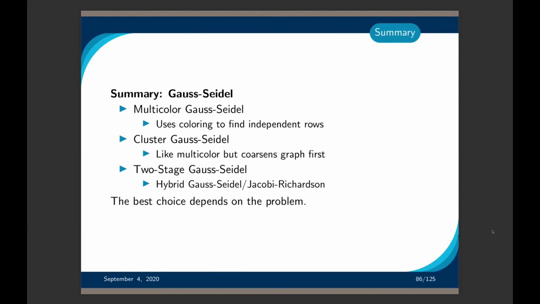So to summarize the Gauss-Seidel algorithms we have, there's multicolor Gauss-Seidel, which uses distance 1 graph coloring to find independent rows and then applies on them in parallel. Cluster Gauss-Seidel, which is the same, but it colors a coarsened graph. And then two-stage, which is a hybrid between Gauss-Seidel and Jacobi or Jacobi-Richardson. And there's really no rule of thumb on which is the best. It really depends on your problem. But these are all supported in IFPACK2 in Trilinos. So you can try those out with IFPACK2. So that's all I have.